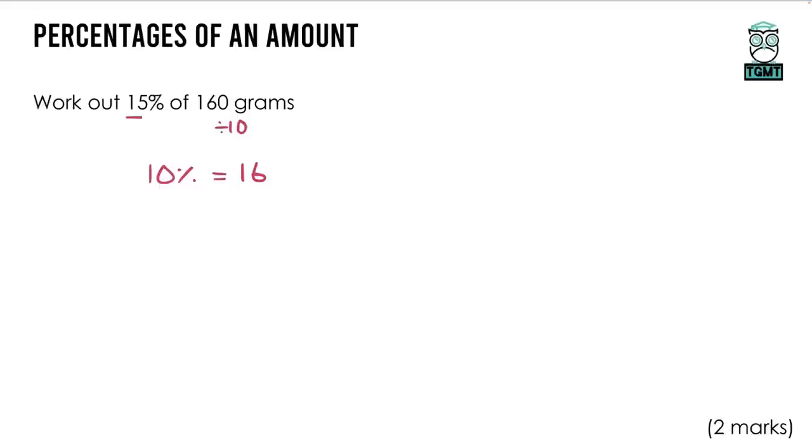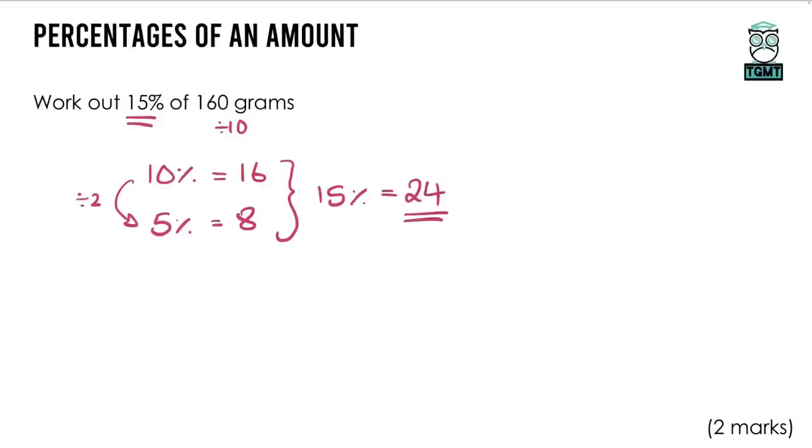This question here wants 15% of 160 grams, so we need to go down to a slightly smaller percentage as well, getting our 5%, which is just dividing our 10% by 2. So 16 divided by 2 gives us 8. We now have our 10% and our 5%, which combined makes 15%, and that would be 16 plus 8, which would be 24. So just remember, when finding a percentage of an amount, find that 10% and then break it down into smaller percentages to get to the percentage that we are looking for in the question.